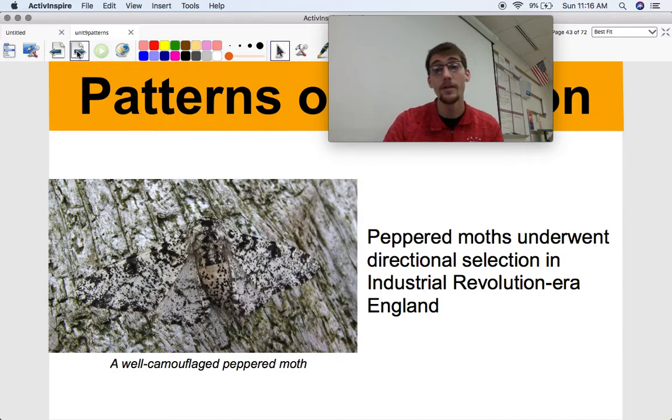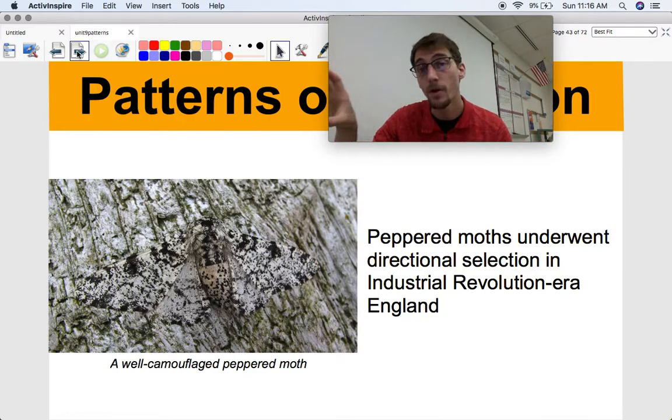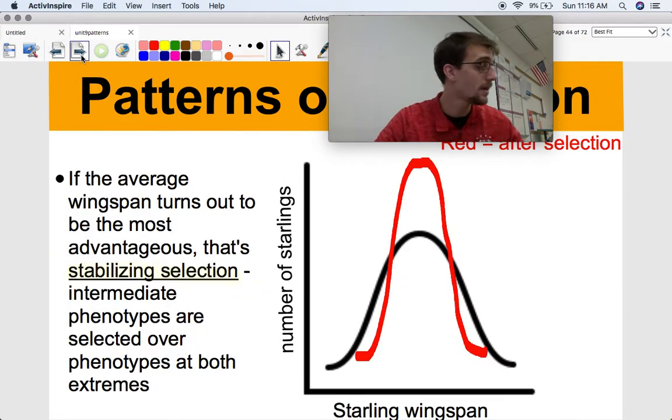Okay. Another example that we've talked about before, and we've practiced with in my class at least, are the peppered moths. The peppered moths underwent directional selection in Industrial Revolution era England. So if you remember this, the colors of the trees were darker. So then the darker moths were selected for because they had a better survival advantage than the lighter moths. So over time, the population shifted from light to dark moths. Okay, it's the same kind of thing with the starlings.